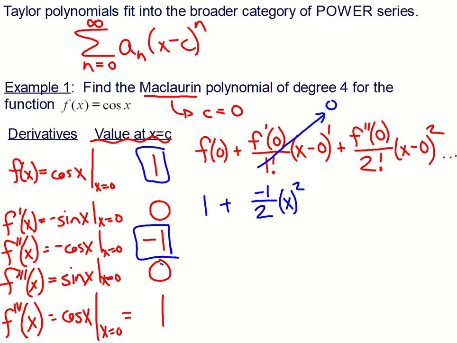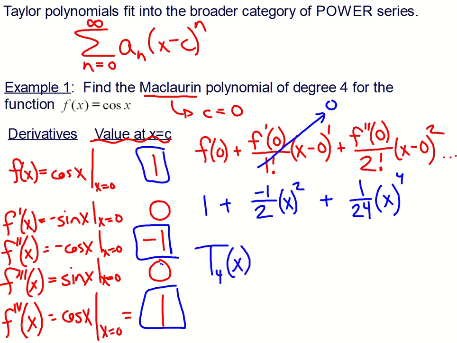And then I'm going to get to the fourth derivative term. So the fourth derivative term would say the fourth derivative evaluated at c, which was 1 from here, divided by 4 factorial, which is 24, and then x minus 0 to the fourth power. The way that you can denote this, you can denote this as T sub 4 of x. We can use a capital T to say that that's a Taylor polynomial. And the 4 means that that would be the fourth degree Taylor polynomial.